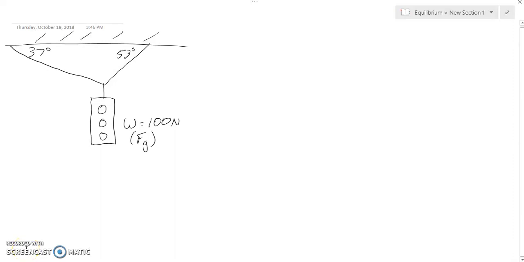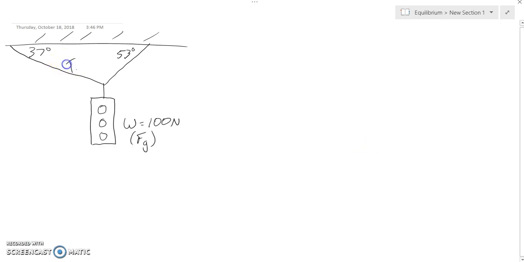Okay, this is an example of an equilibrium problem. We have a stoplight here, weight of 100 newtons. Remember, weight is force due to gravity, same thing, hanging from these three wires as shown. So what we're going to do is solve for the tension force in each of these three wires. To start that, I'm just going to label them.